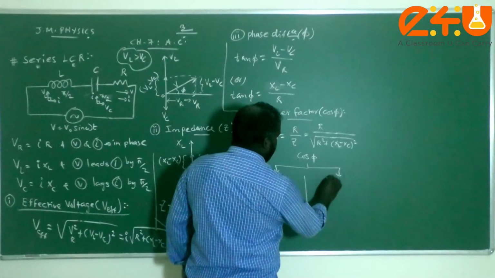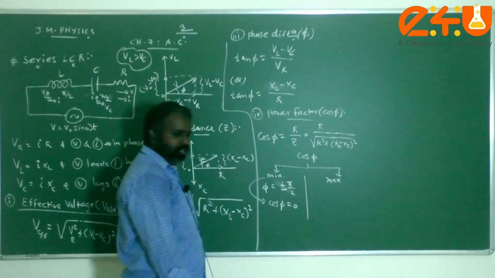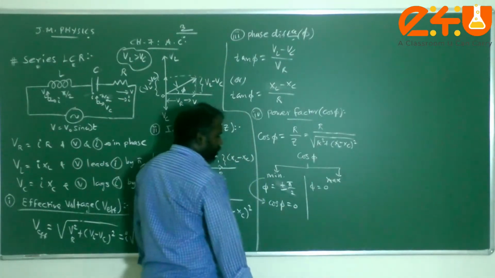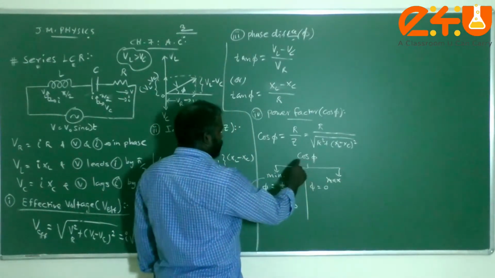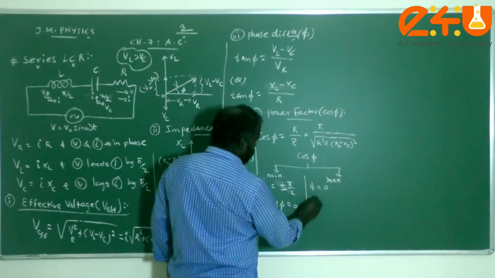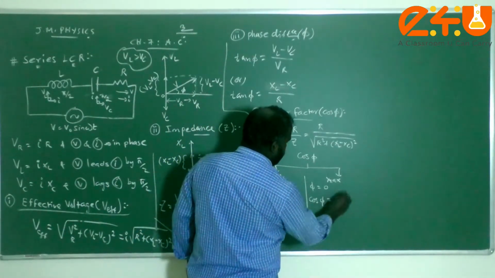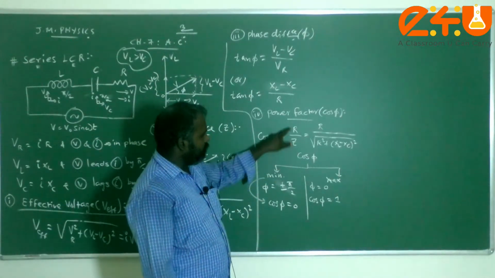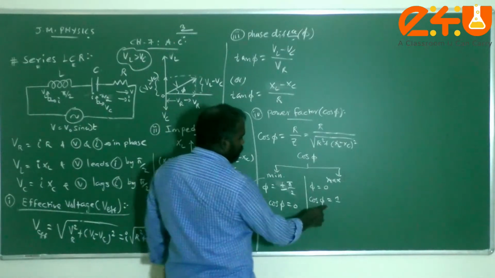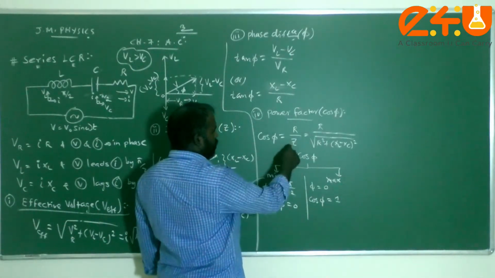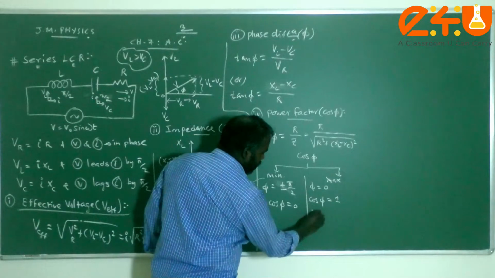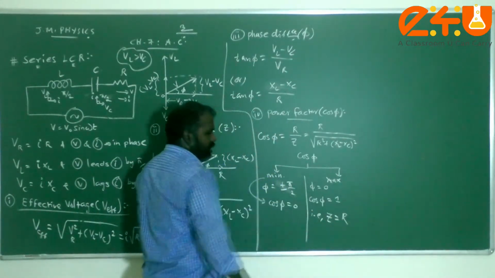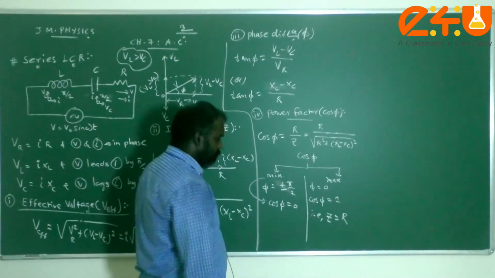In some cases the power factor will be maximum, that is when phi is equal to 0 degrees. When phi is equal to 0, cos phi has to be maximum, so cos phi is equal to 1. When cos phi is equal to 1, Z is equal to R. This condition is possible only when Z equals R, then R gets cancelled and cos phi has to be 1. So Z becomes R. This condition is called the resonance condition, but we will discuss that as a separate topic.